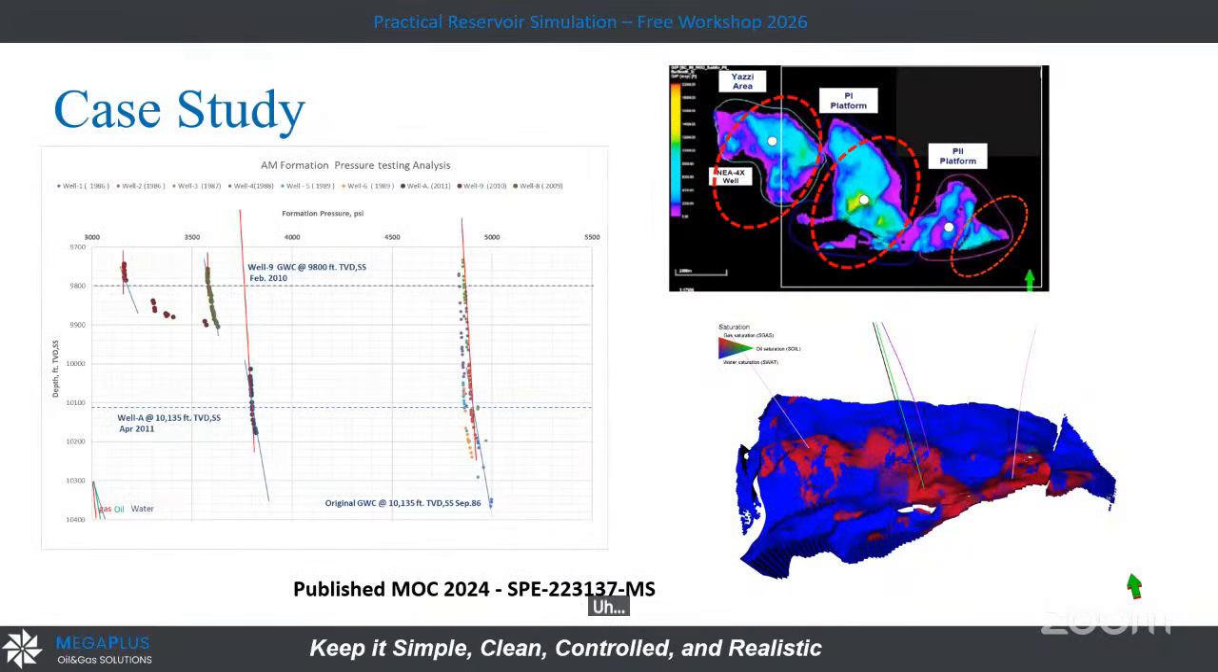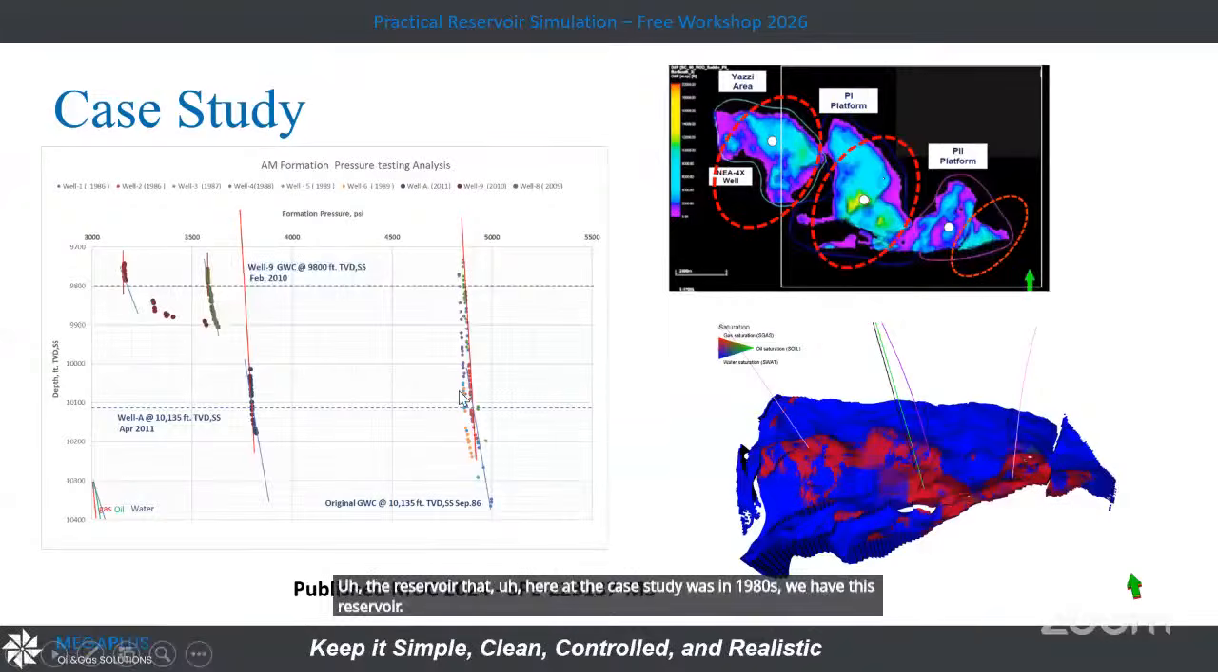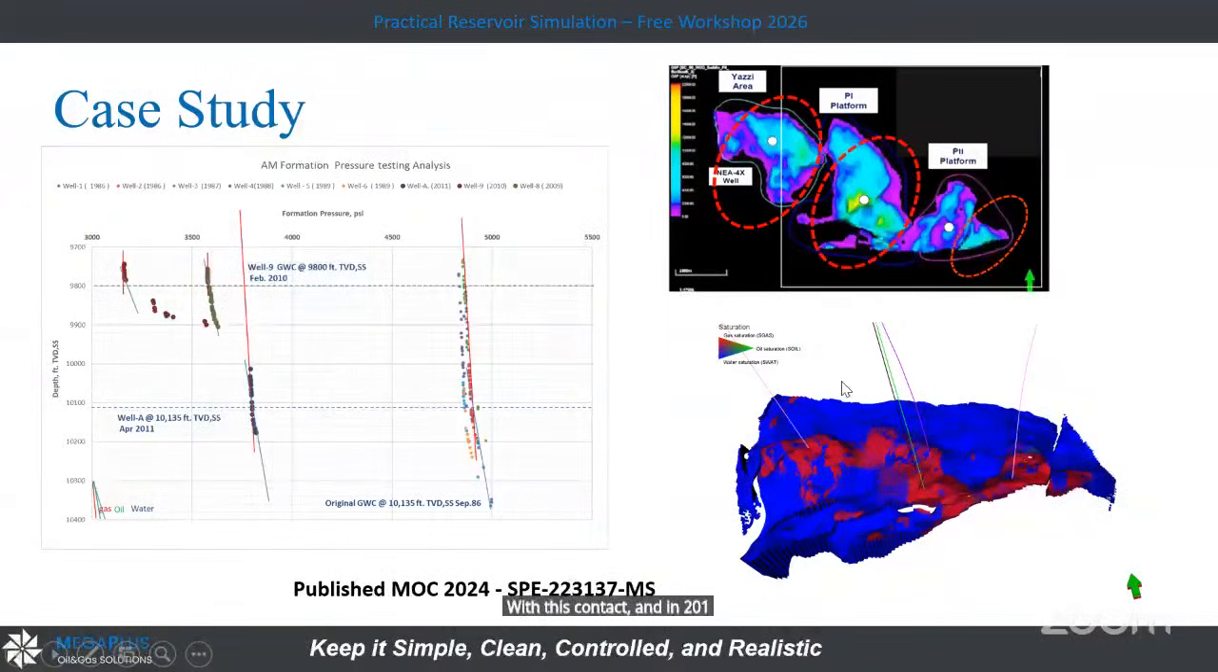Here I will say the problem that I have. If you see this anomaly and this anomaly, the reservoir, the case study was in the 1980s. We have this reservoir with this contact, and in 2011 we drilled a well in this anomaly and found that the pressure was depleted with the same contact. At that time, the pressure that we got from the well of this anomaly was here.